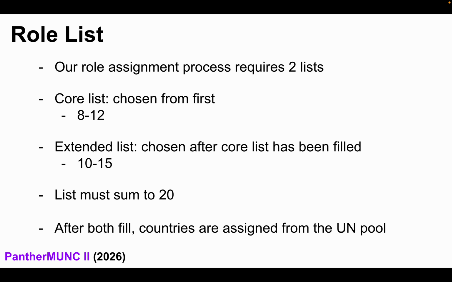Then, once the core list has been chosen, we start choosing the extended list. It should be around 10 to 15 countries in size, again depending on the size of the core list. The lists must sum to 20. Notice that if I choose the lower end of both, 8 and 10, I'll only get 18, so that's not enough. I'll need to add 2 more countries to the extended list.